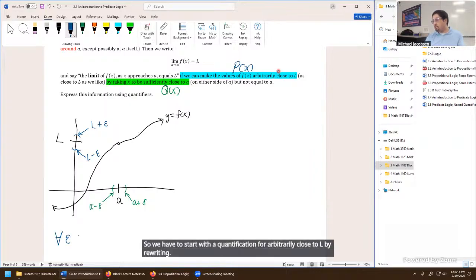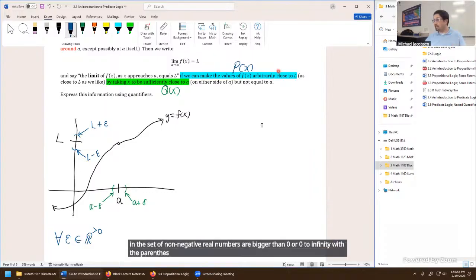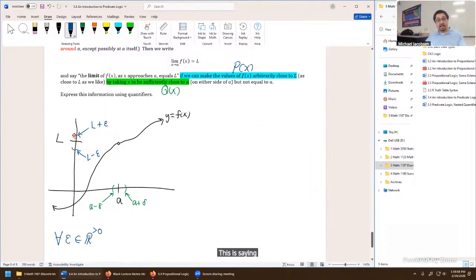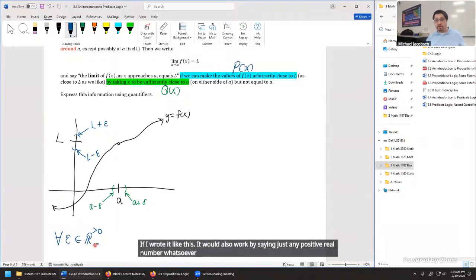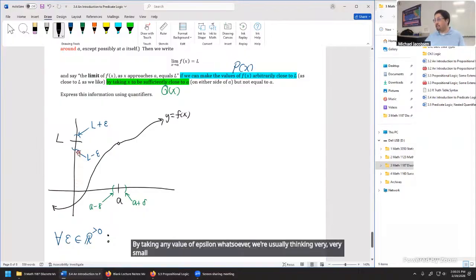for all epsilon in the set of real numbers r bigger than zero, or zero to infinity with a parenthesis on the zero would work. This is saying we are thinking epsilon is really, really small. If I wrote it like this, it would also work, by saying just any positive real number whatsoever. So that's this part. We can get as close to L as we would like by taking any value of epsilon whatsoever. We're usually thinking very, very small values of epsilon. So that bound around L is just getting tighter and tighter and tighter.